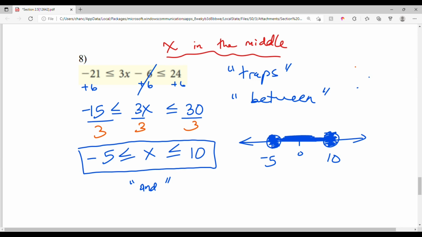We don't have an infinity symbol here for our interval notation. It's to the left negative 5, comma 10, to the right, and they're both square brackets because it just stops at negative 5 on the left and it stops at 10 on the right. So for traps, we don't have any infinity symbols.